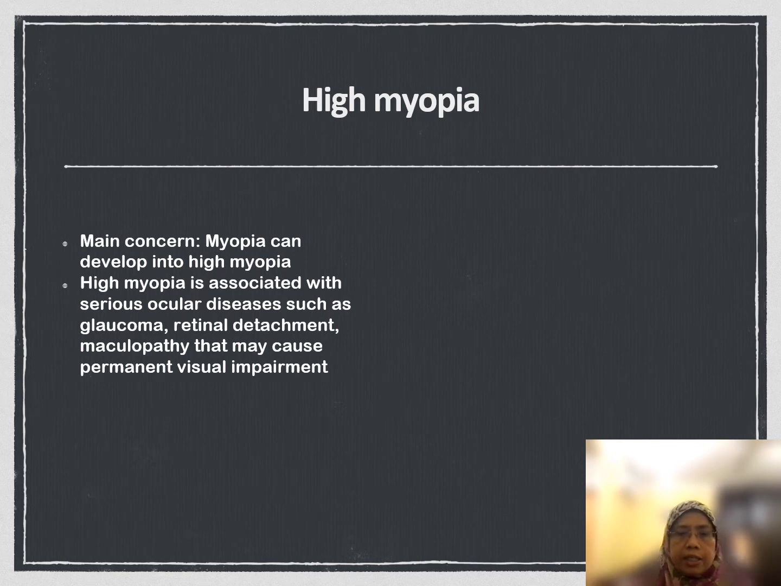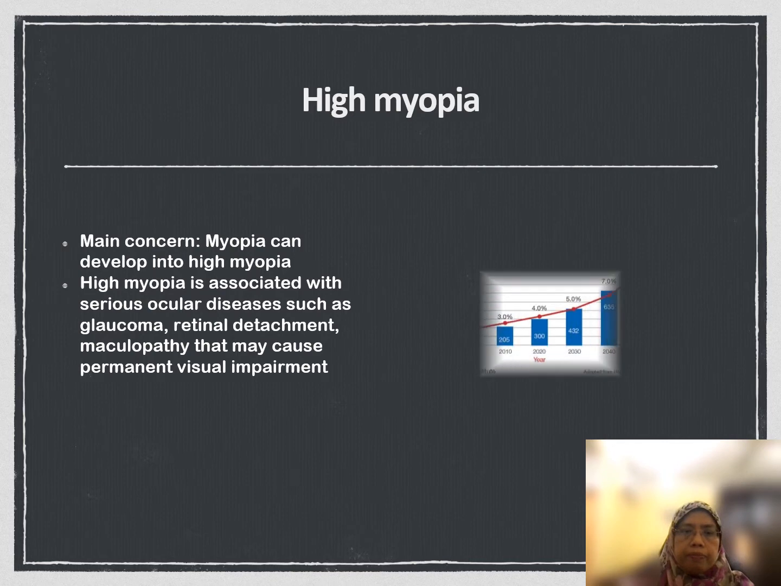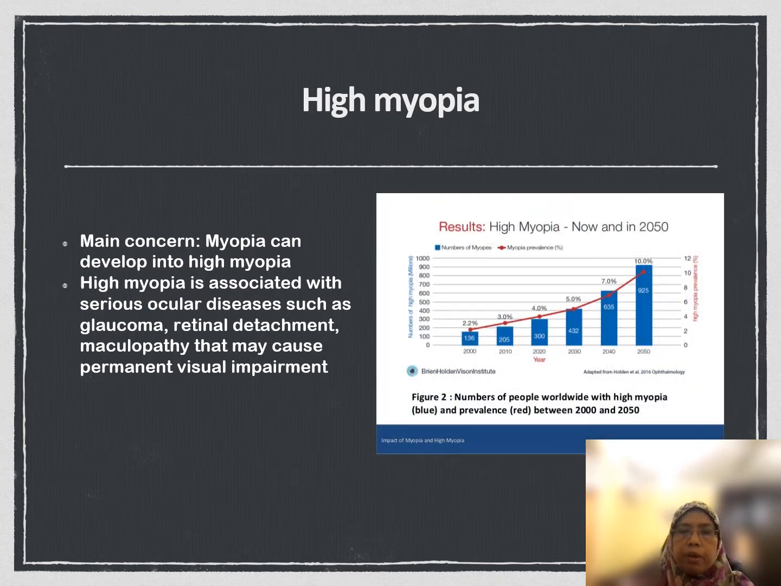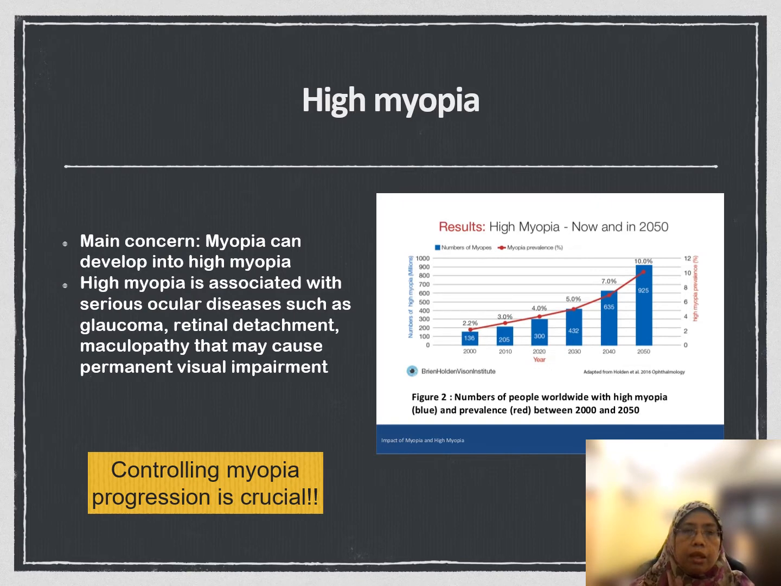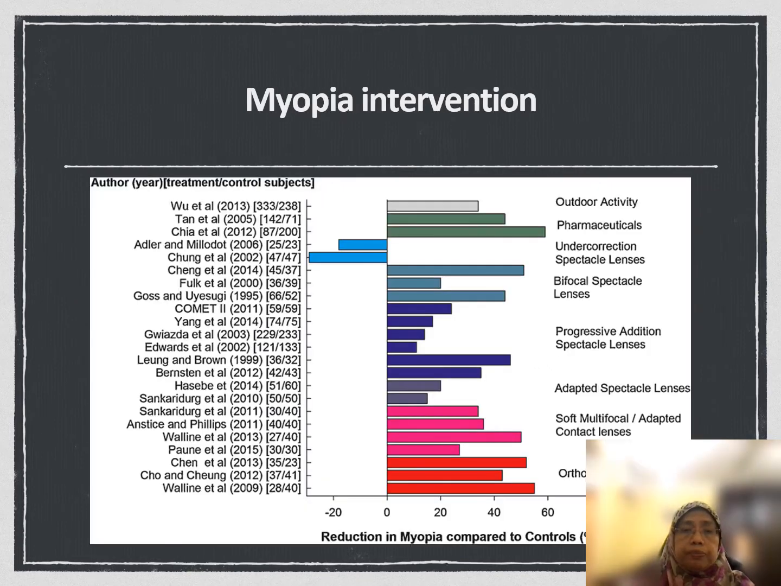Our main concern about myopia is that myopia can develop into high myopia. High myopia is associated with serious ocular diseases such as glaucoma, retinal detachment, and maculopathy that may cause permanent visual impairment. The prevalence of high myopia is also increasing around the world, and it is expected to reach around 10% by 2050. Therefore, controlling myopia progression is crucial.